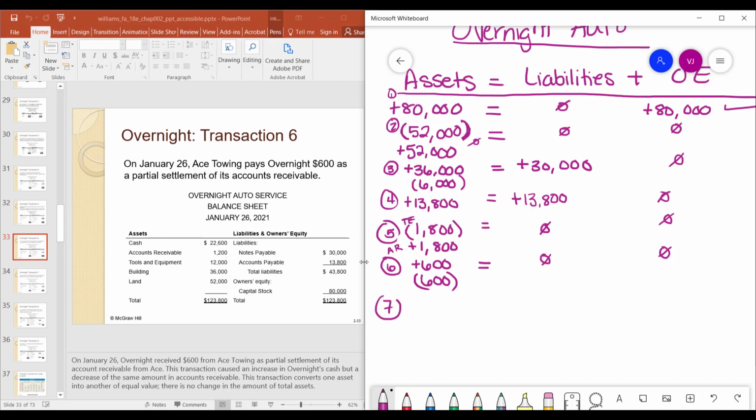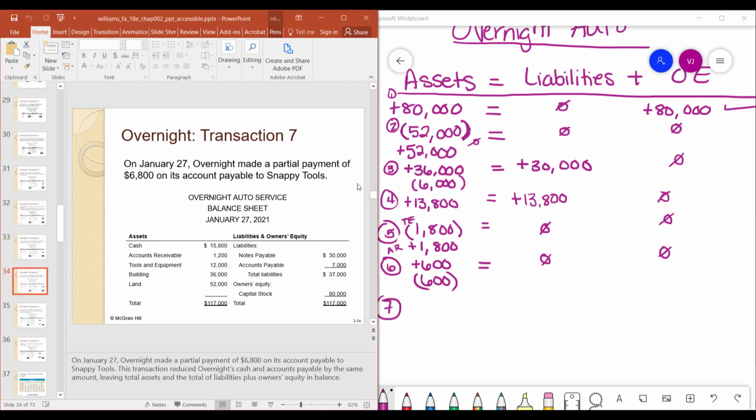Transaction number 7. On January 27th, Overnight made a partial payment of $6,800 on its account payable to Snappy Tools. So remember, they had purchased those tools and equipment on account from someone else. So all they're telling us now is we're paying a part of that accounts payable that we had originally owed.